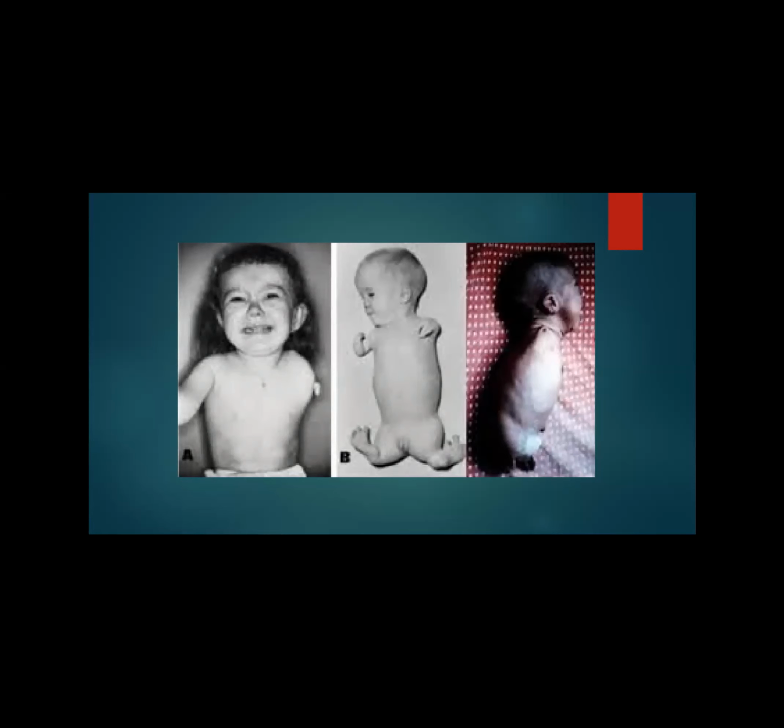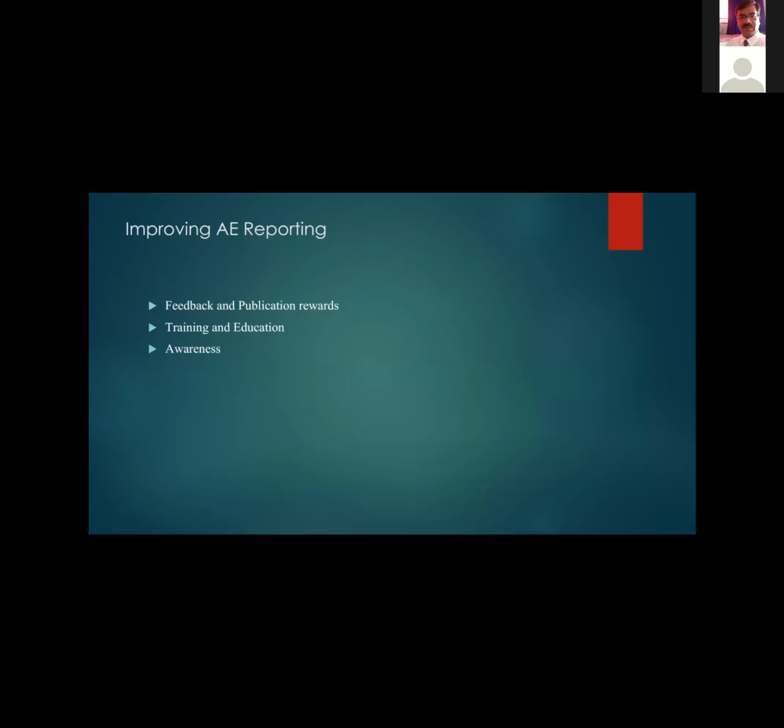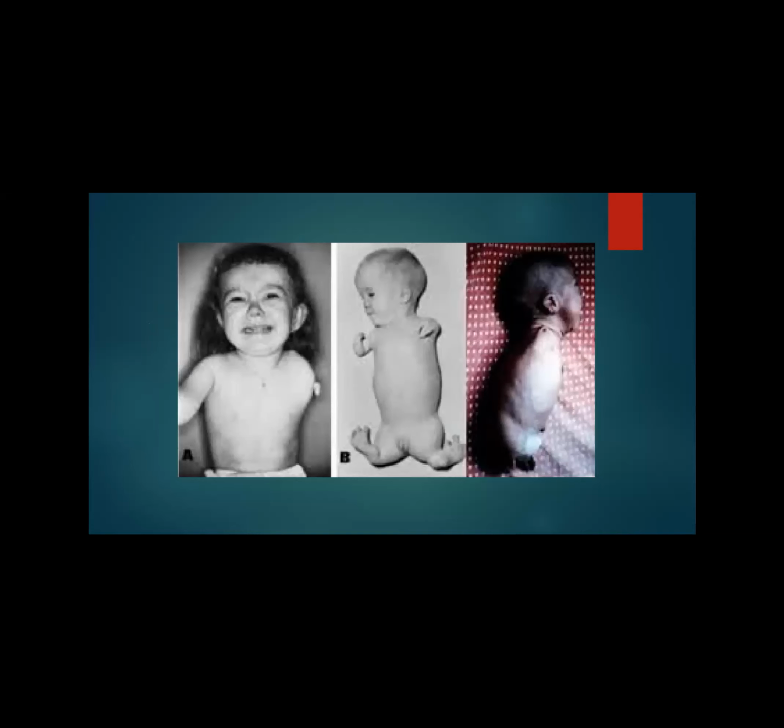Now, this was the thalidomide disaster which happened in 1960. It led to malformed genes and defects in the limbs because of thalidomide.